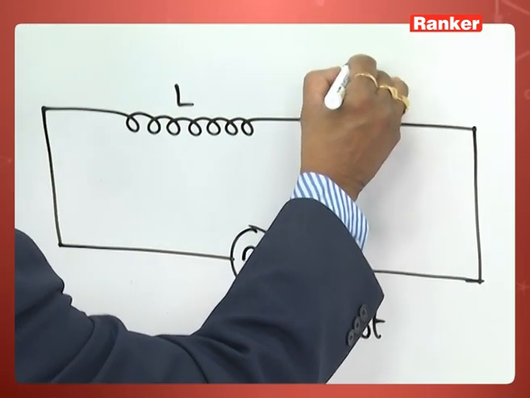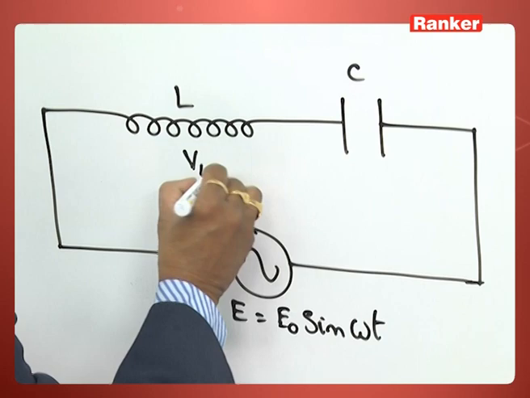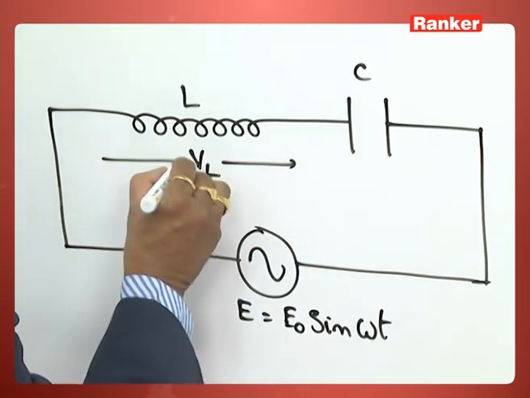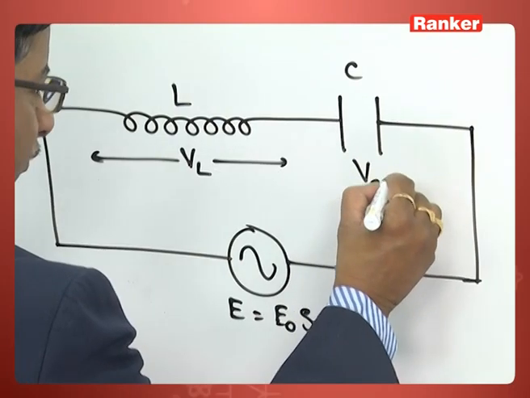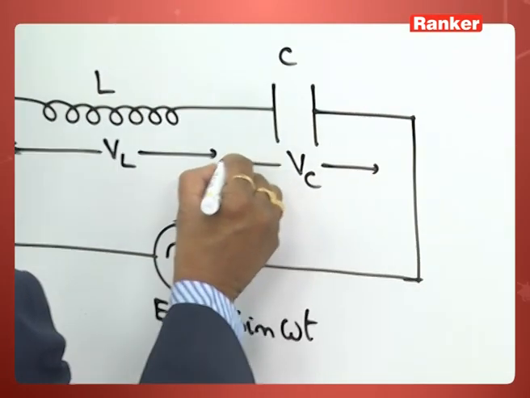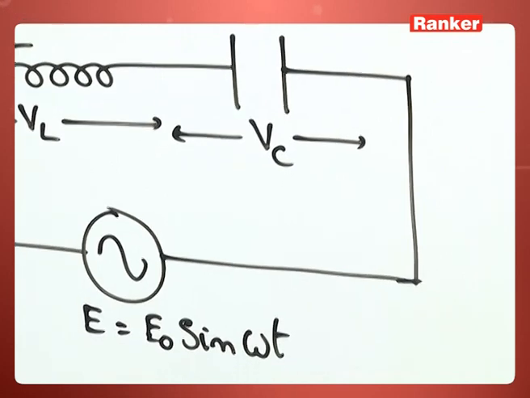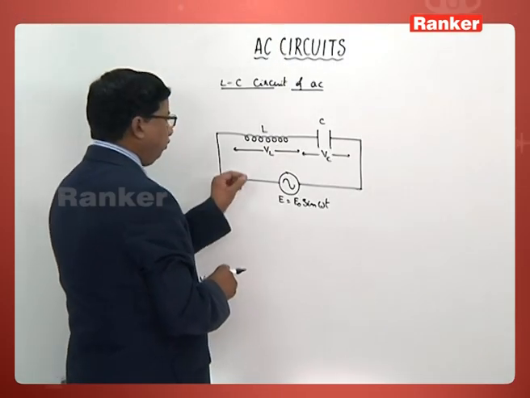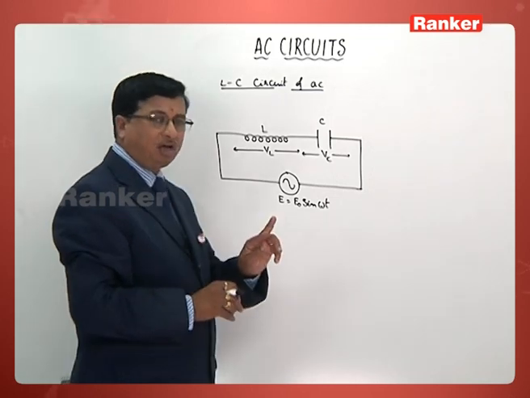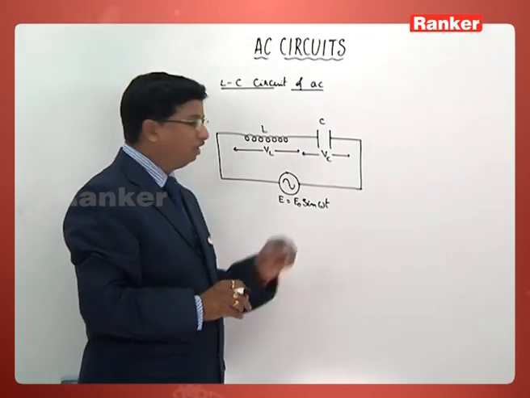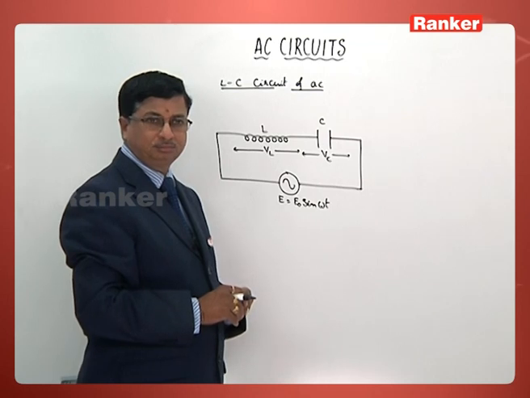Now we can understand directly from this that the potential difference across this inductance coil is VL. Across the capacitor it is VC. Once again, we should understand what exactly is the relation between current and EMF in each of the elements.